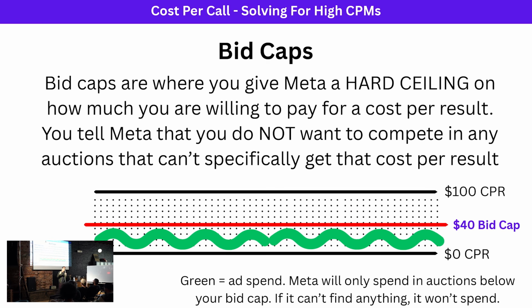Bid caps are basically a tighter cost cap. This is where you give Meta a hard ceiling on how much you're willing to pay for a cost per result. You tell Meta, I do not want to compete in any auctions that can't get this cost per result and below, right? So it's much more restrictive, and it's harder to get spend off with these.